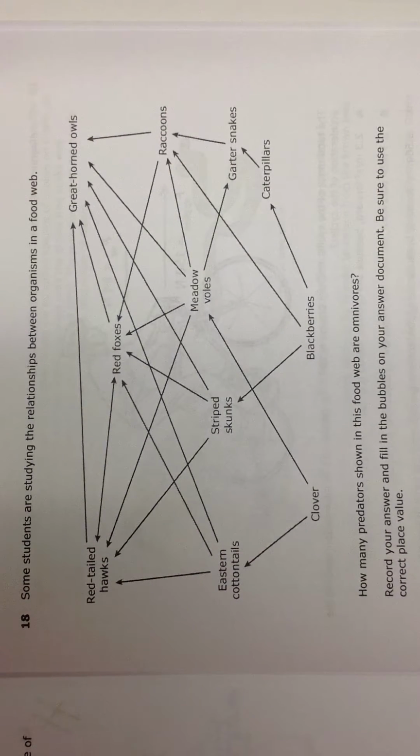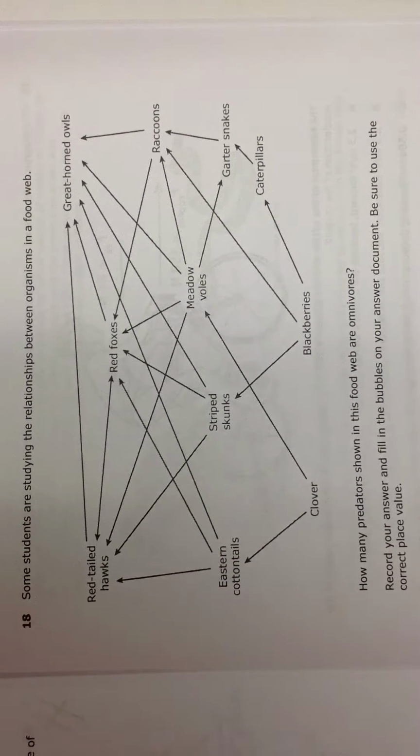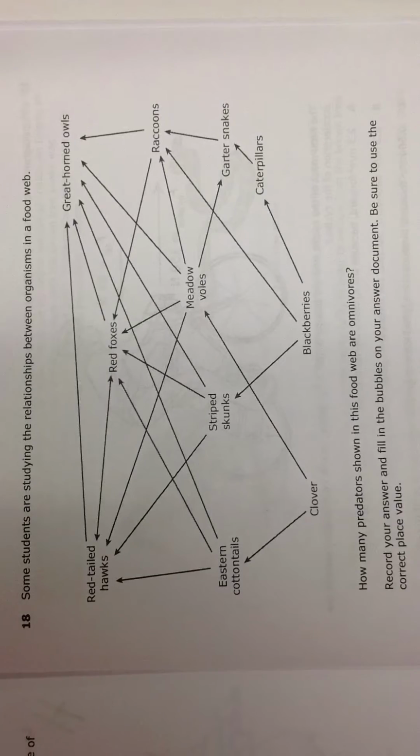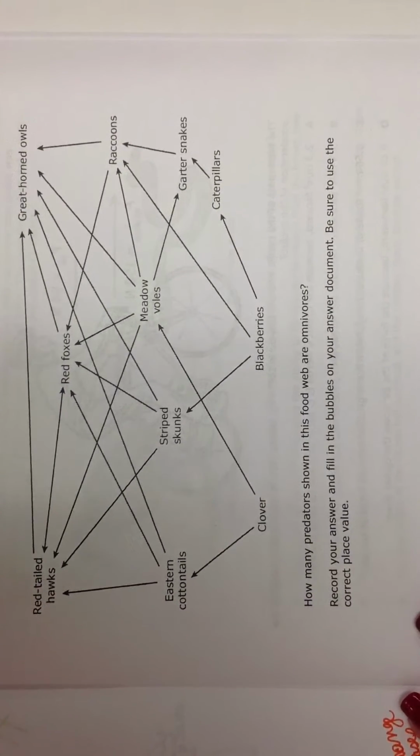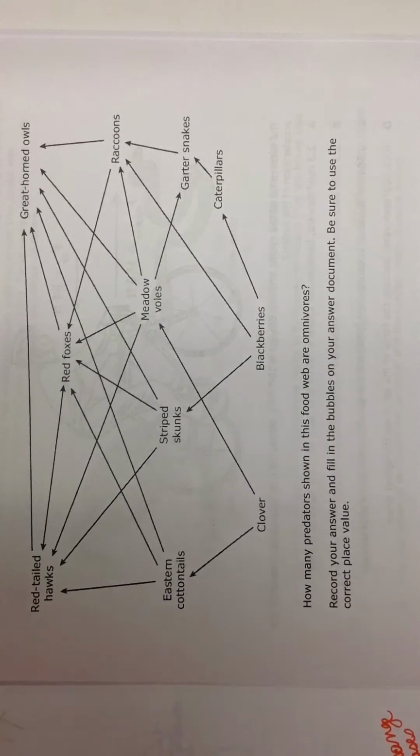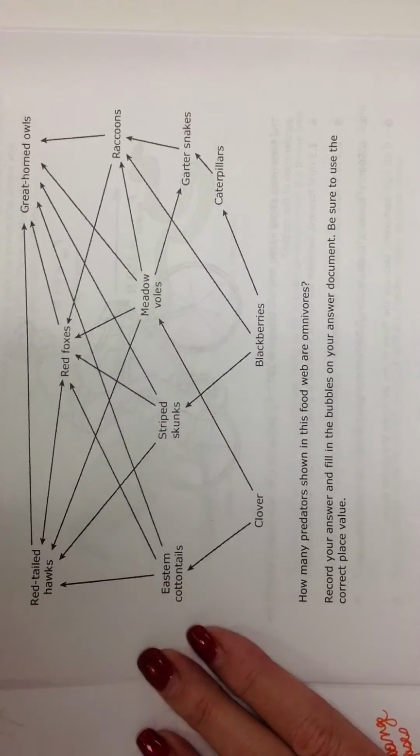All right, question 18. Some students are studying the relationship between organisms in a food web. And here we have a beautiful food web shown that we get to kind of dissect. First question I'd like to ask you, what type of food web is it? Is it land-based or is it freshwater or saltwater?